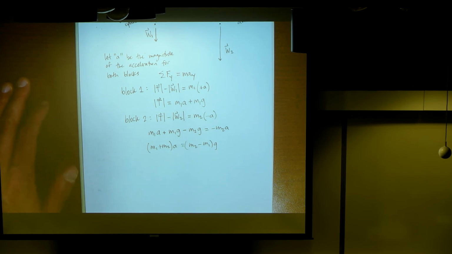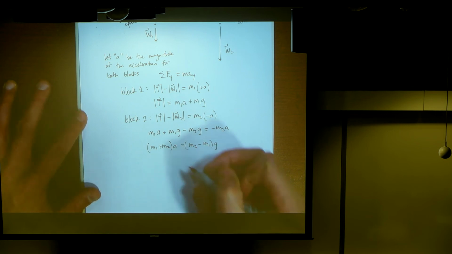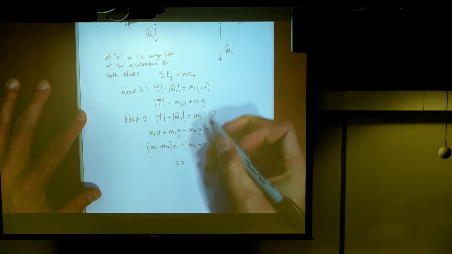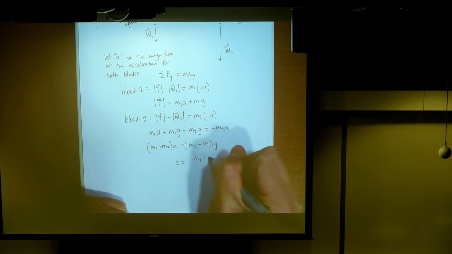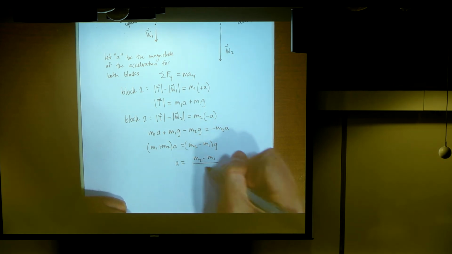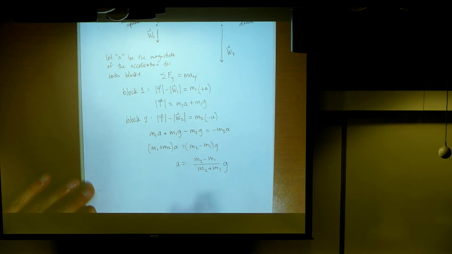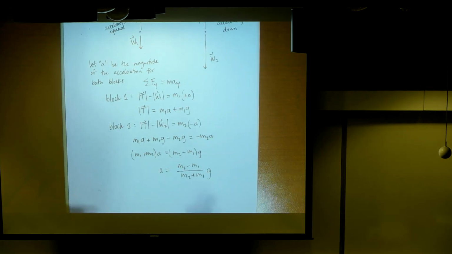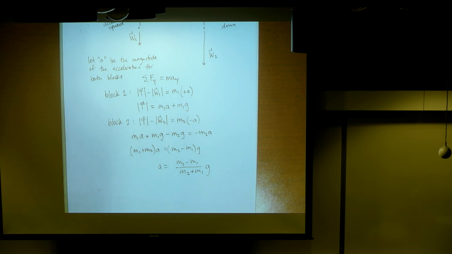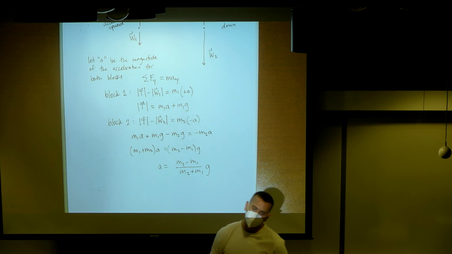Any questions on that? All right, so what's A? It's equal to M2 minus M1 divided by M2 plus M1, so I'm just dividing this whole thing out, times G. So that's a formula for what the acceleration will be in terms of the two masses that I have at either end of the string.